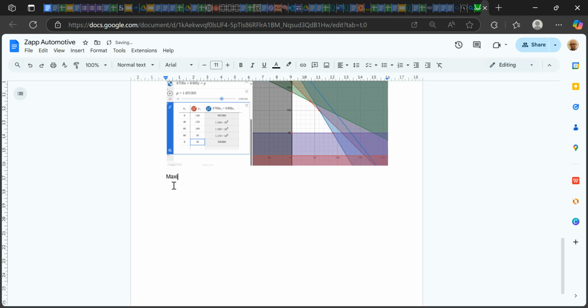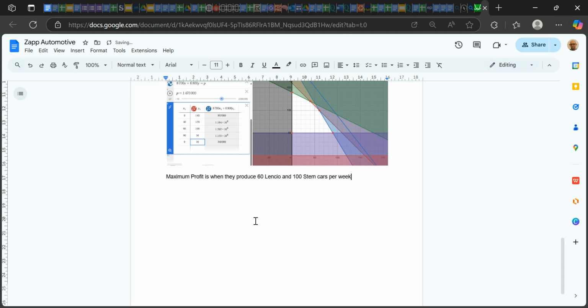And from the table, I can say that maximum profit is when they produce 60 Lencio and 100 STEM cars per week.